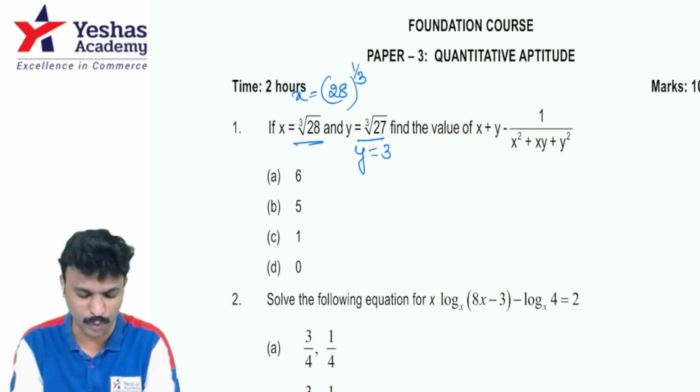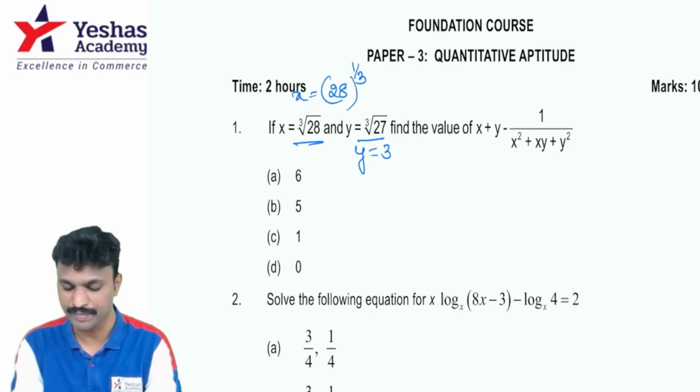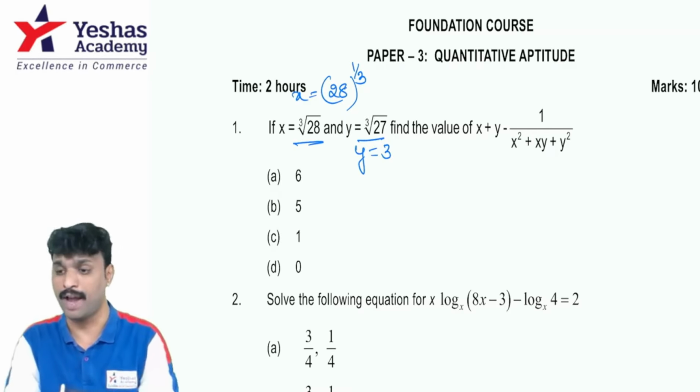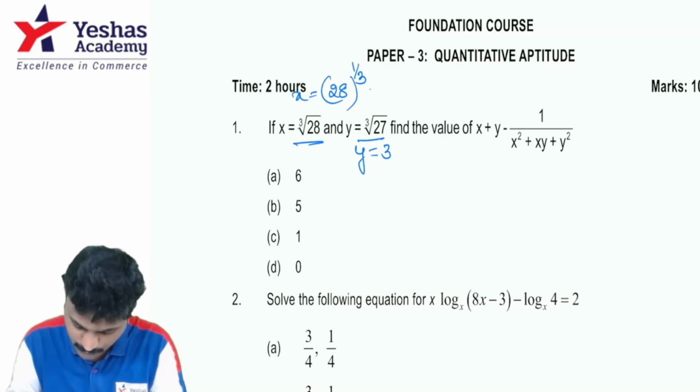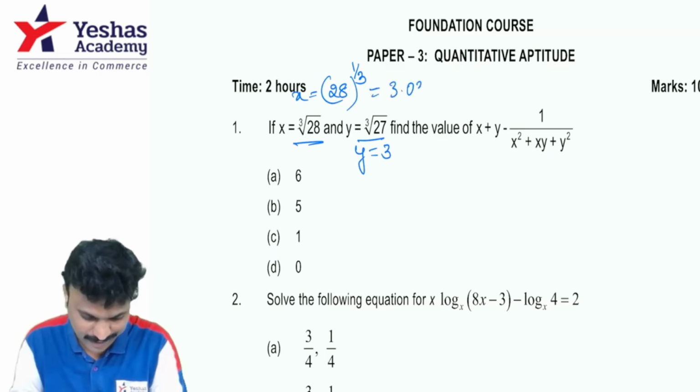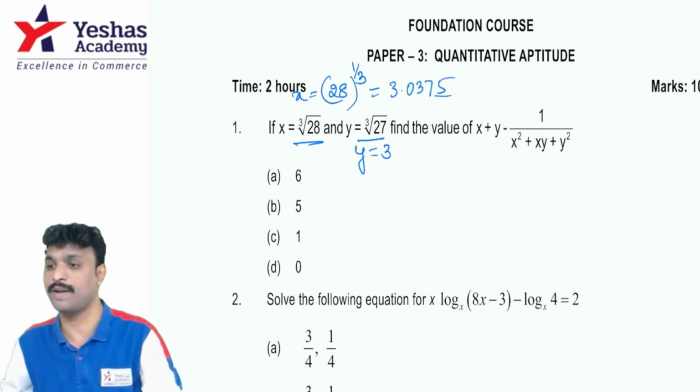12 times. 1, 2, 3, 4, 5, 6, 7, 8, 9, 10, 11, 12. Then do minus 1. Then into the power is what? 1 divided by 3, add 1, then press into equal how many times? 12 times. So that gives you 3.0375. So this is the value of x.